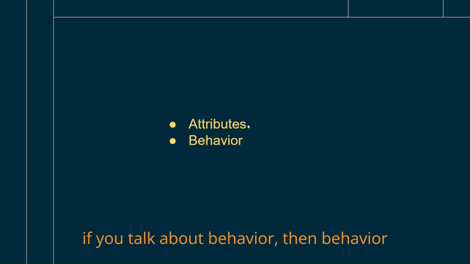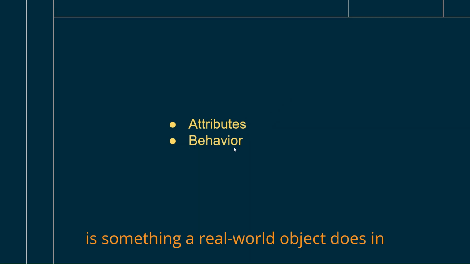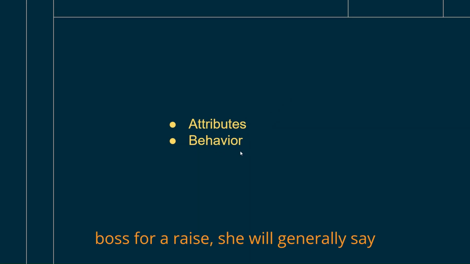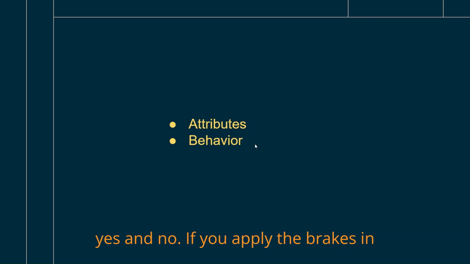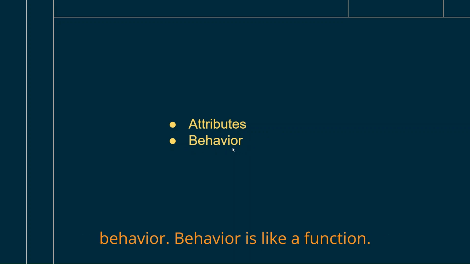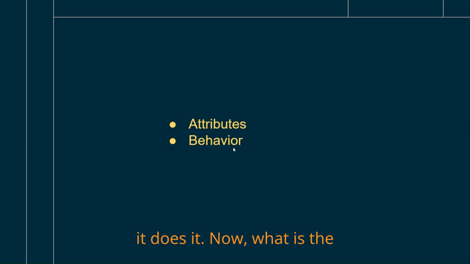Whereas if you talk about behavior, then behavior is something a real world object does in response to some stimuli. If you ask your boss for a raise, she will generally say yes or no. If you apply the brakes in the car, it will generally stop. Saying something and stopping are examples of a behavior. Behavior is like a function. You call a function to do something and it does it.